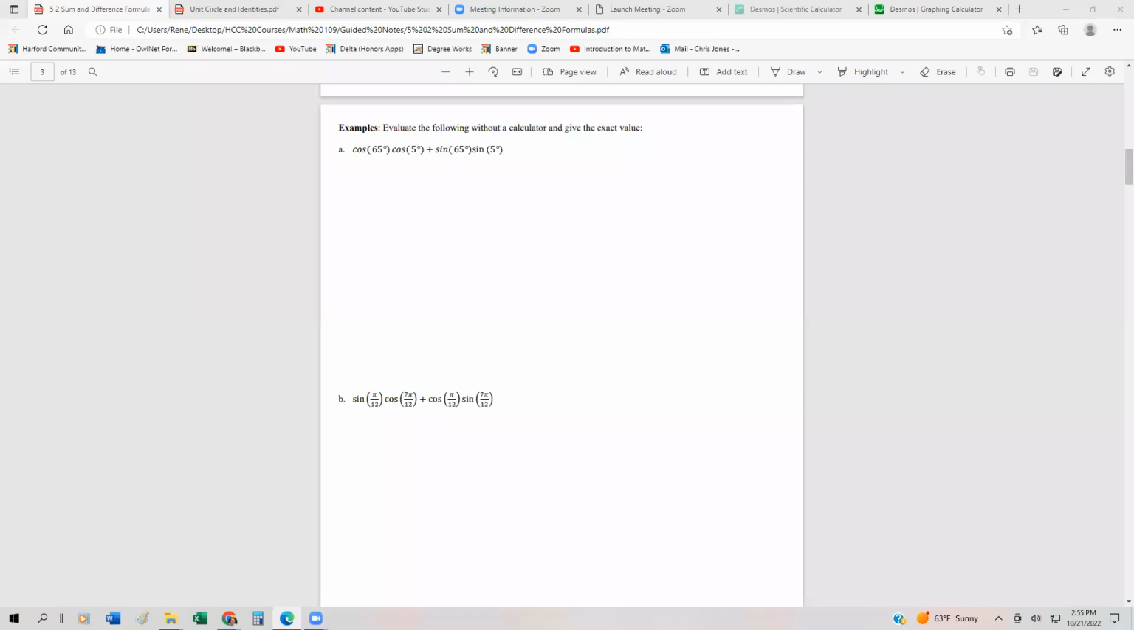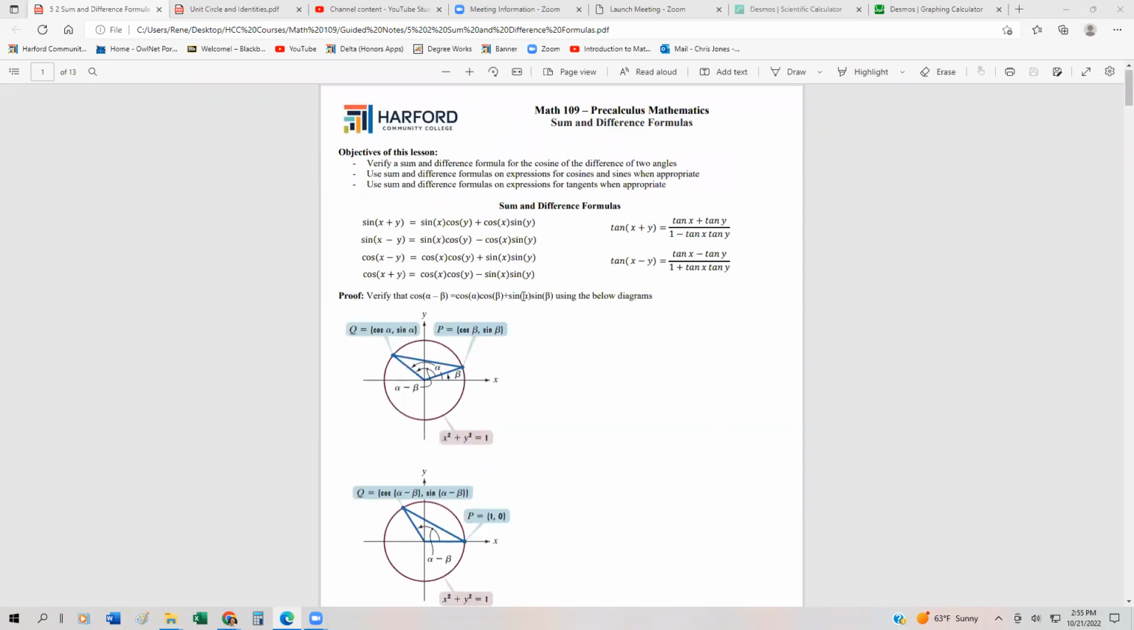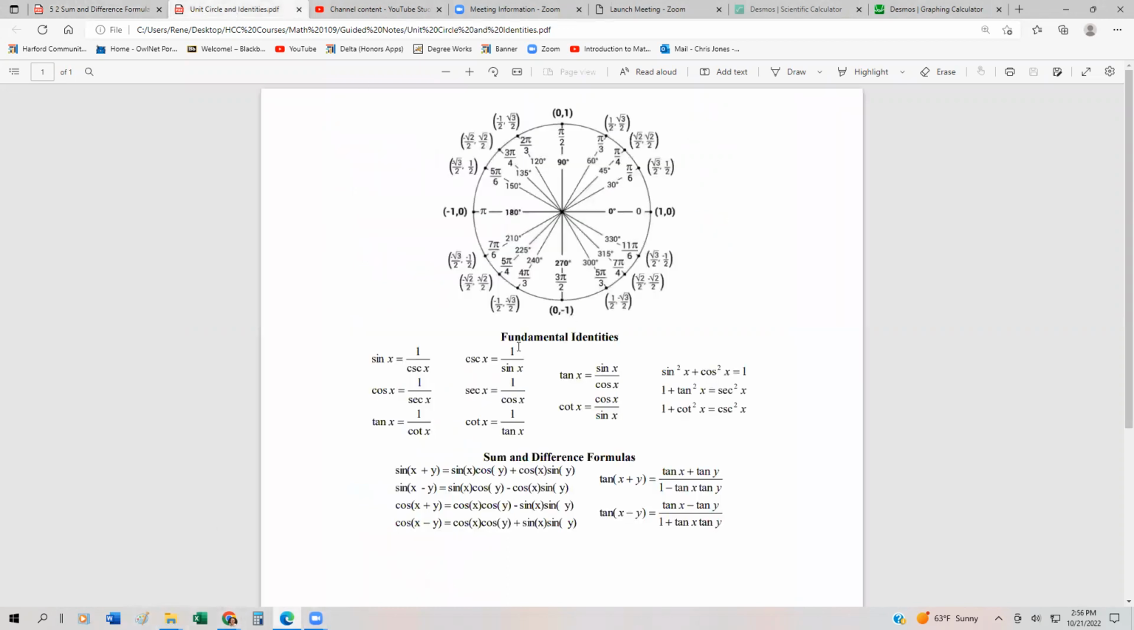In the previous video, we just proved one of our sum and difference formulas, and let's just assume that we've proved them all now, okay? And so what might be helpful for you is to have these readily available on a sheet. What I did, just to show you, was copy and paste the unit circle that we looked at before, my fundamental identities, and now my sum and difference formulas, okay? That might be helpful for you to have on a sheet as we build our library of identities.